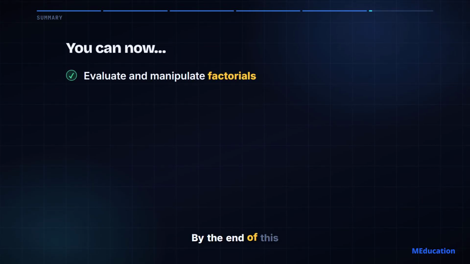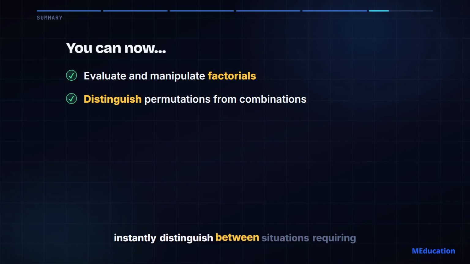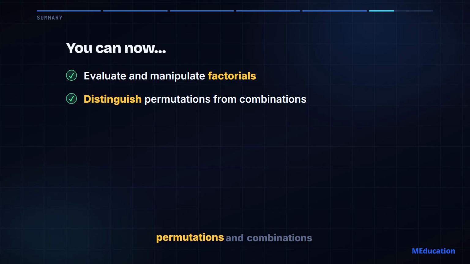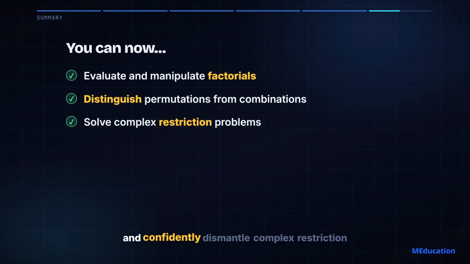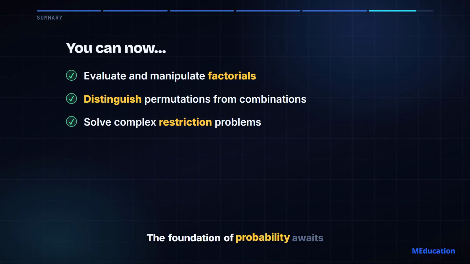By the end of this unit, you will be able to evaluate and manipulate factorials, instantly distinguish between situations requiring permutations and combinations, and confidently dismantle complex restriction problems by breaking them into simpler cases. The foundation of probability awaits. Let us get started.